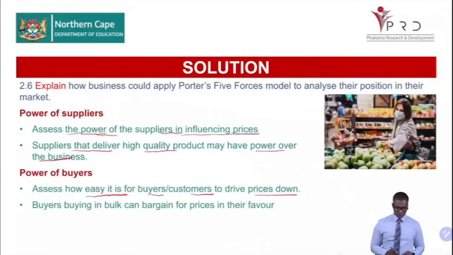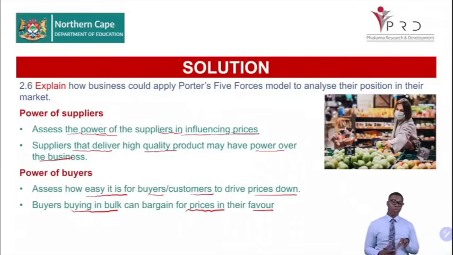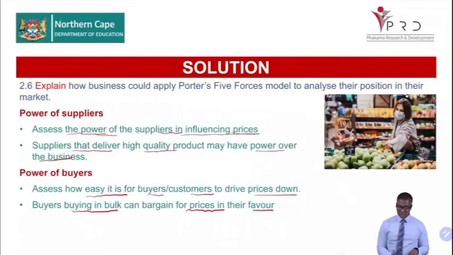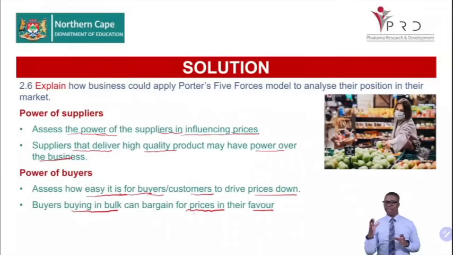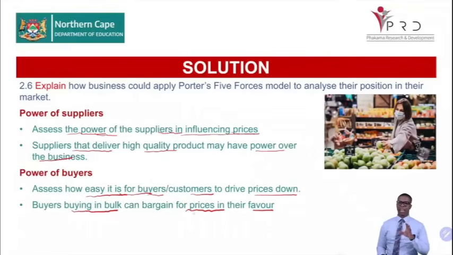That's one. Number two, it says here, buyers buying in bulk can bargain for prices in their favor. Meaning, if a buyer buys in bulk, they might get a discount because you don't want to lose those buyers who come and buy in bulk. And again, you are assessing how easy it is for customers to drive down the price. So basically, a business is scanning the environment using Porter's 5 to say, okay, between my business and this customer, who has power? My customers have power because they buy in bulk, and if they buy in bulk, I give them discounts. They drive down the prices.